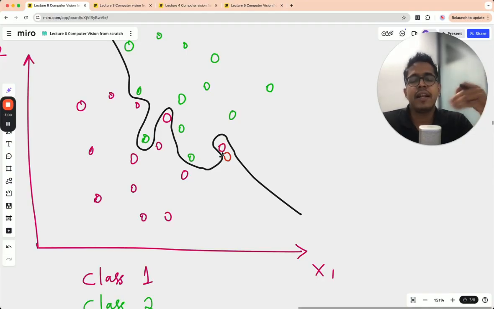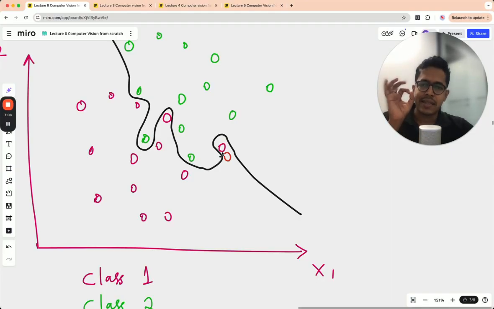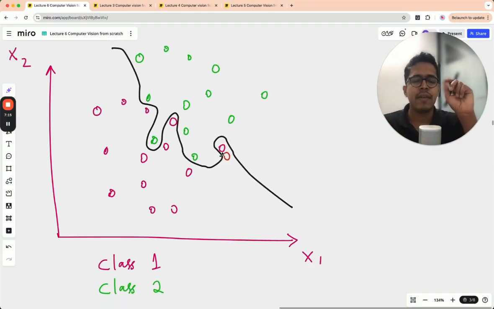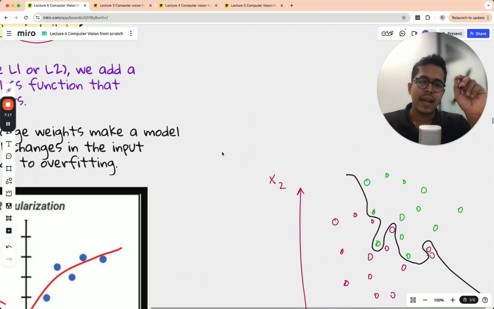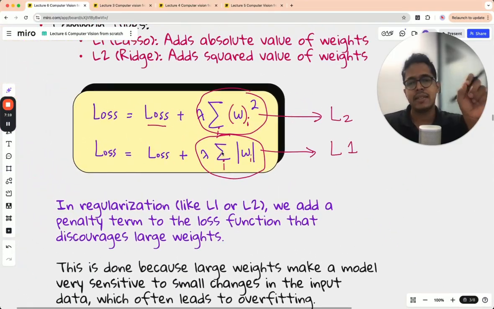Often we want to find the general pattern or the general decision boundary that generally separates class 1 and class 2. So if the input is slightly changing, it should not cause a drastic change in the output prediction. And that happens only if the values of the weights are not so high. And that is what regularization exactly does.